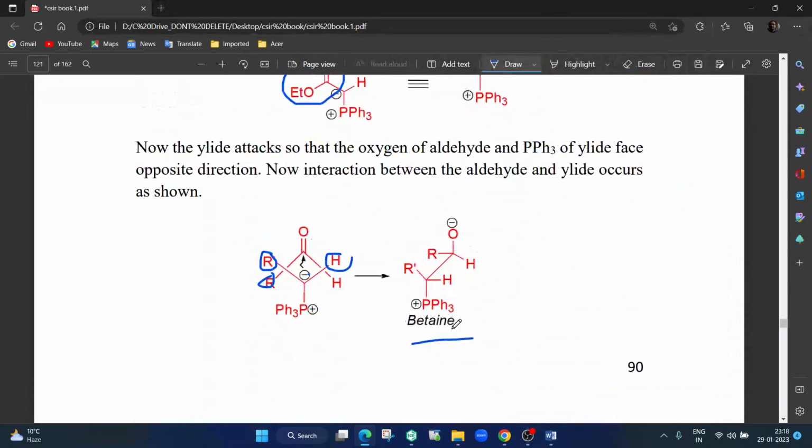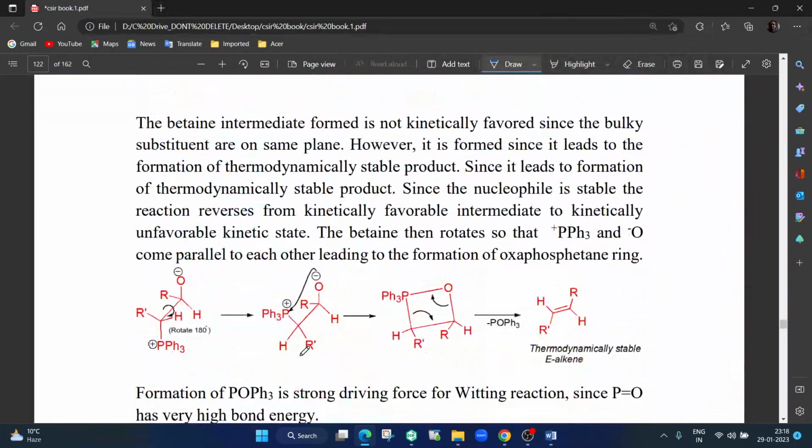So betaine is not a ring. I have seen one mark question sometimes they ask: betaine is not the ring, and then rotation occurs. You can read all this. Basically now it rotates 180 degrees. So when it rotates, both are in opposite directions, you get a more stable product, and this is called the oxetane ring. Please remember, this is also important, okay? This is called the oxetane ring.